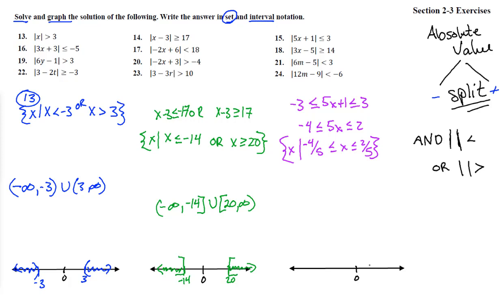We have 2/5 right here and negative 4/5 right here, and we are trapped in between them, and we are equal to them like this. So the interval notation is negative 4/5 to 2/5, including both endpoints. Great. Let's clear this off and look at the next three.